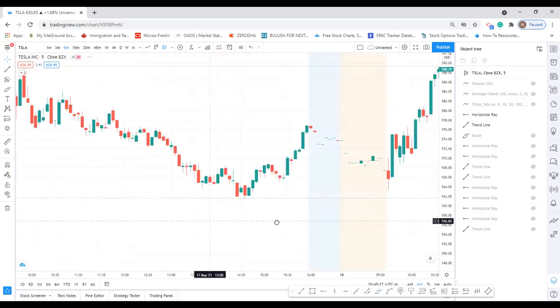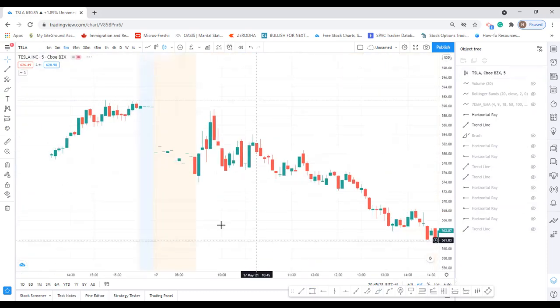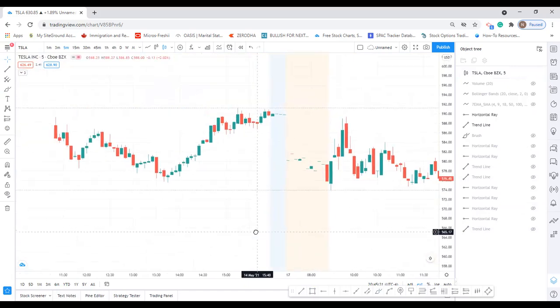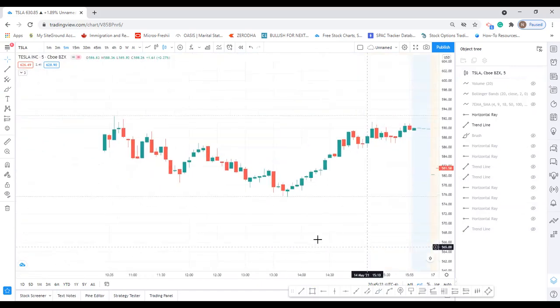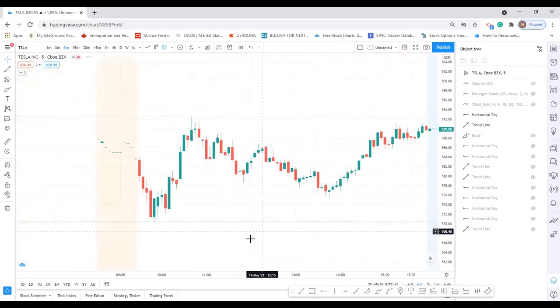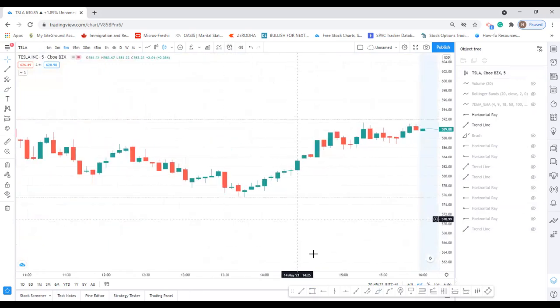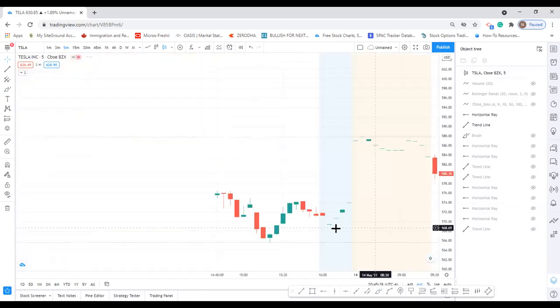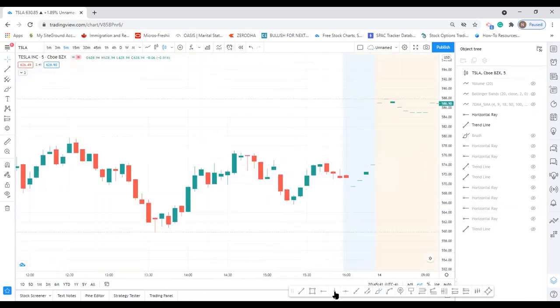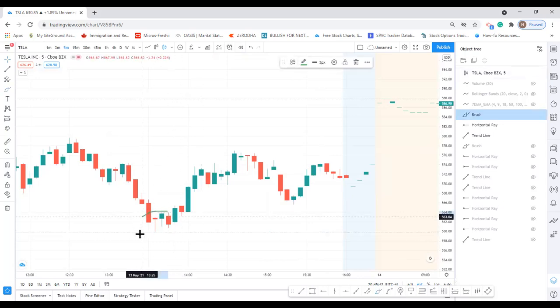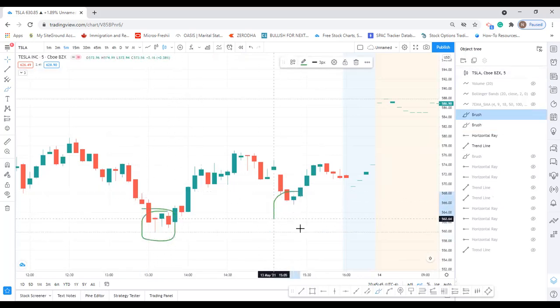Okay, nope. Okay, yeah. This is probably a good example. Yeah, these are good examples. If you wanna see here, this is a good example of the bullish hammer.